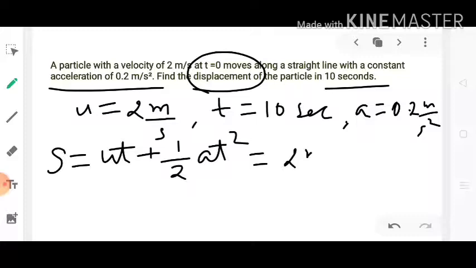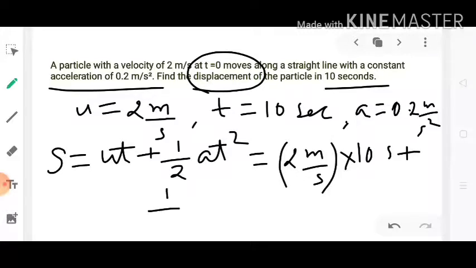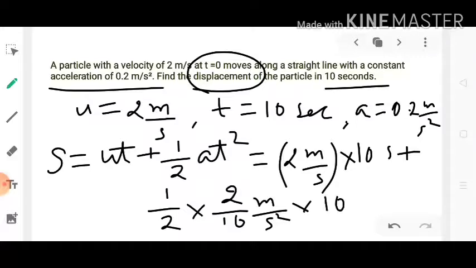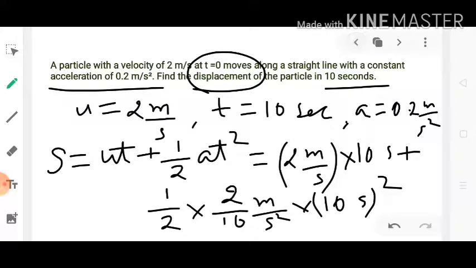So u is 2 meter per second multiplied by time is 10 seconds, plus half into a is 0.2, let's write it as 2 by 10 meter per second square, and then t square. So time is 10 seconds, so 10 second is square. So this calculation has to be done to find out the displacement of the particle, isn't it? So let's proceed with the calculation part.